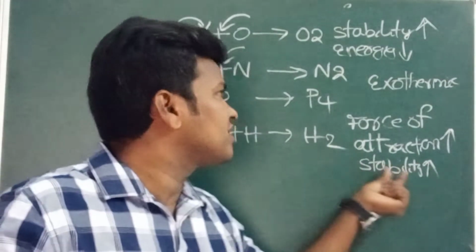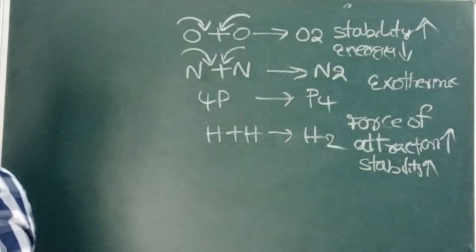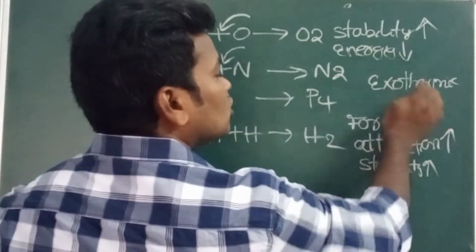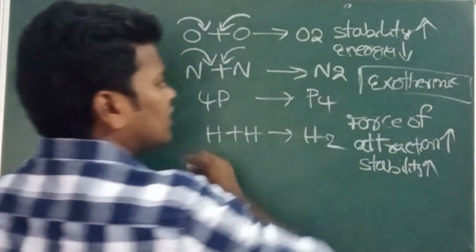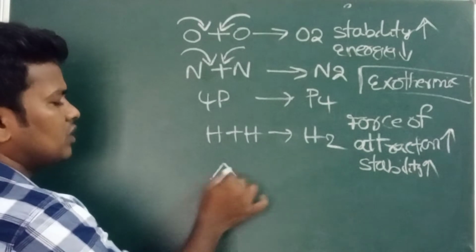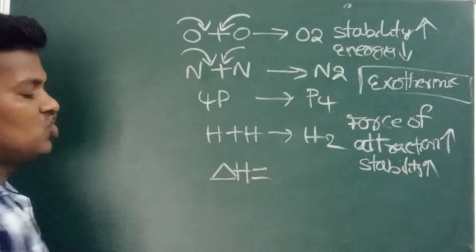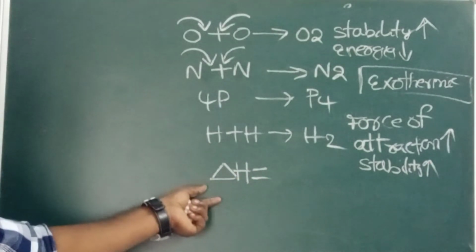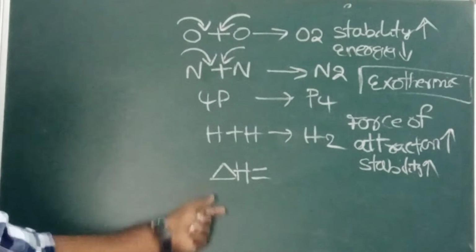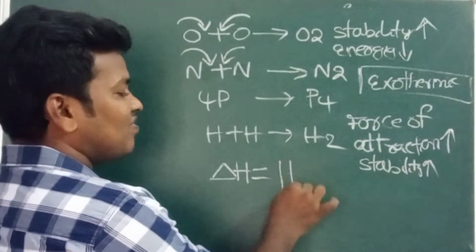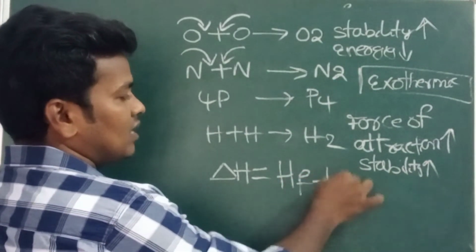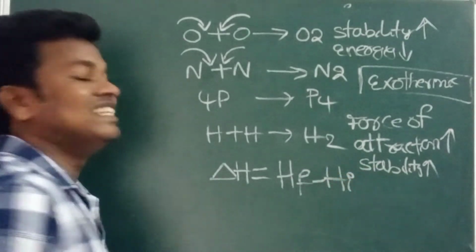In this process, they will release the energy. That is what we are calling an exothermic process. Generally, we denote it with delta H, the change in the heat content or change in the heat energy. So here you can see the enthalpy of the final and the enthalpy of the initial.